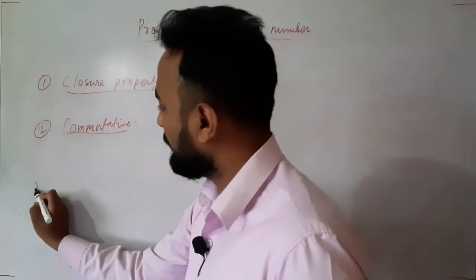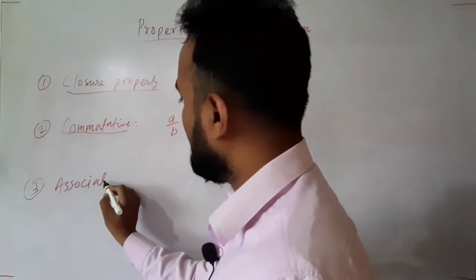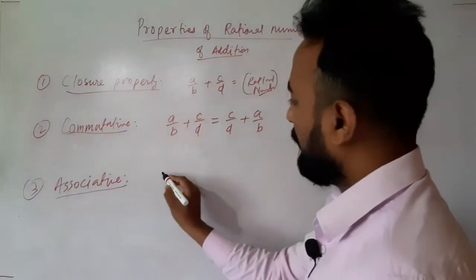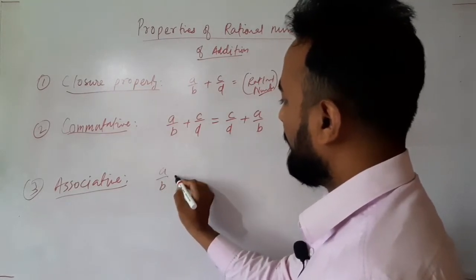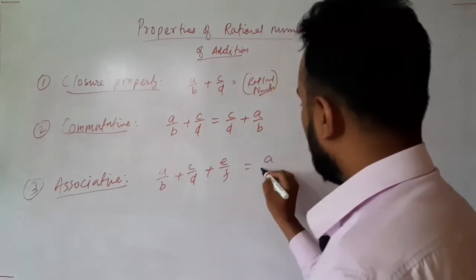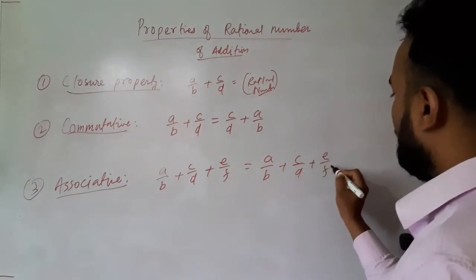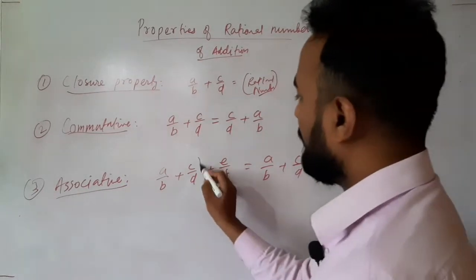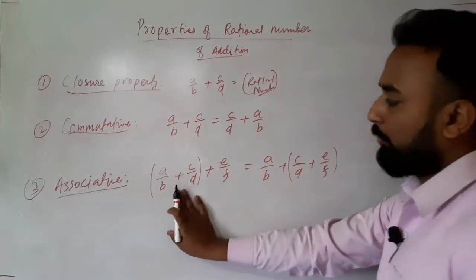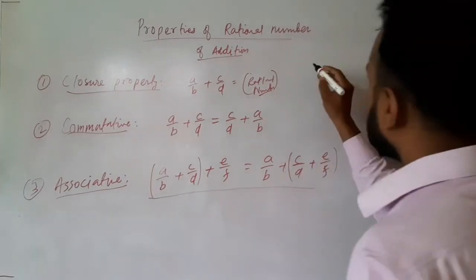Next you have number 3, that is the associative property. According to this property, you have three rational numbers, a by b, c by d and e by f, and a by b plus (c by d plus e by f) is equal to (a by b plus c by d) plus e by f. So only you have to group them in any manner. कुछ ही किसी भी मैनर में आप इसको ग्रुप कर सकते हो, तो ये आपका इक्वल आएगा.